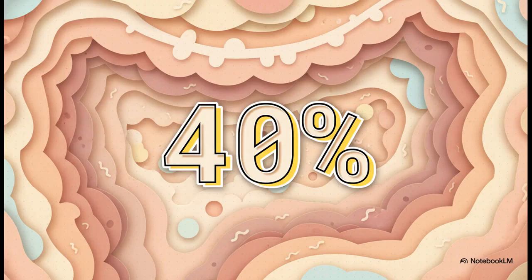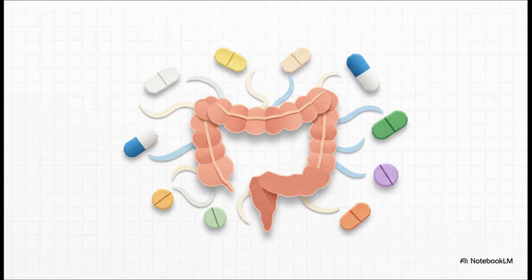Now, this number is so important, I wanted to put it on its own slide. 40%. That's the percentage of patients with microscopic colitis who also have another autoimmune disorder, things like celiac disease, an autoimmune thyroid issue, or type 1 diabetes. This is a huge clue that suggests a very strong connection to the body's own immune system mistakenly causing this inflammation.